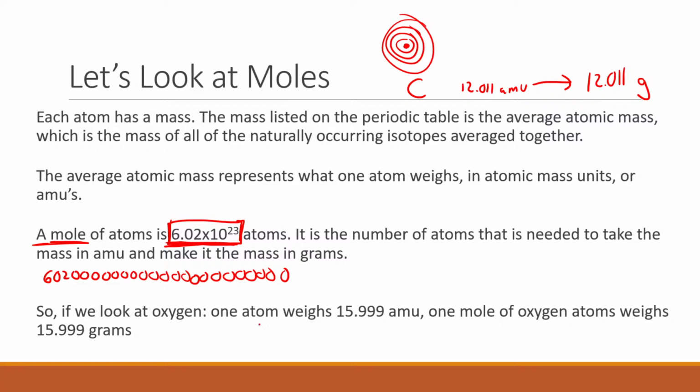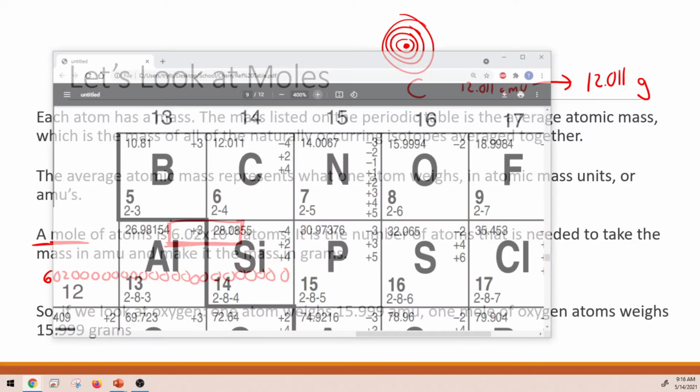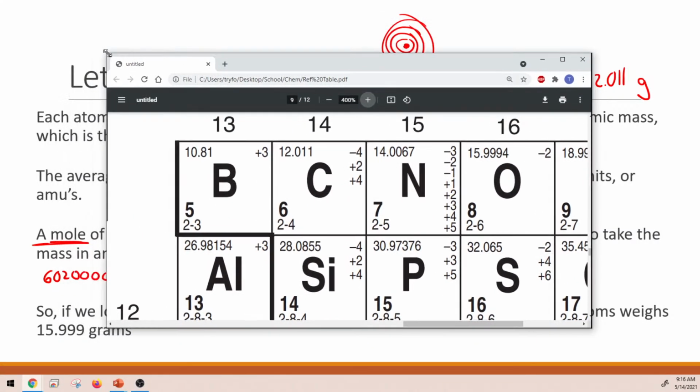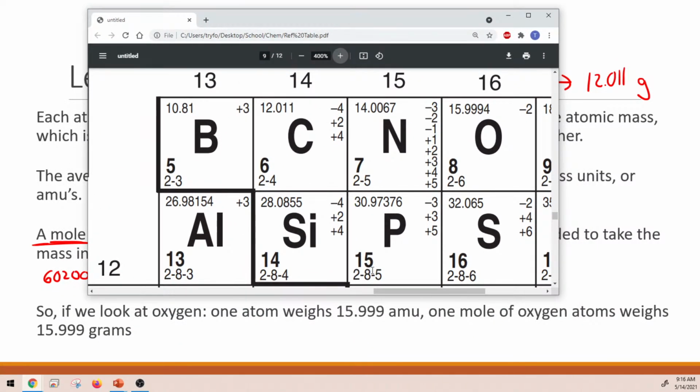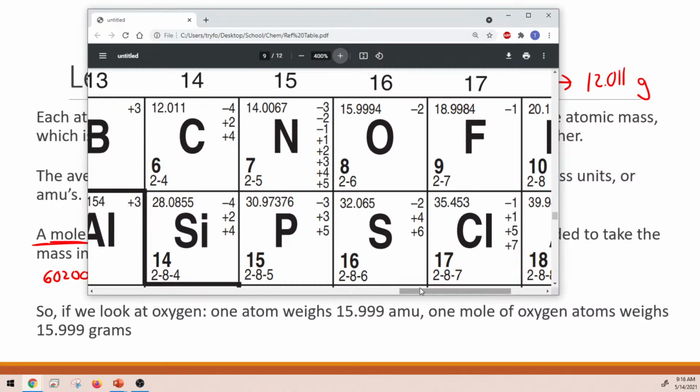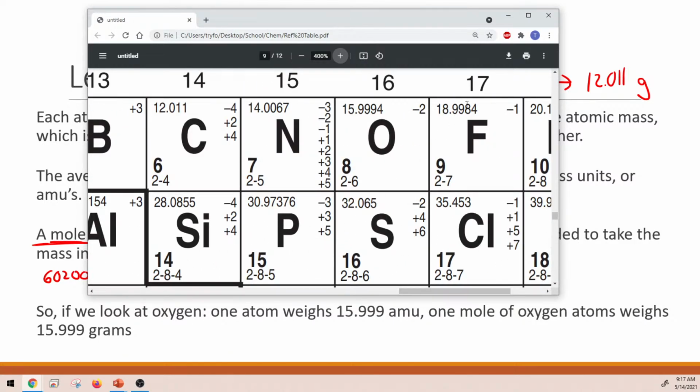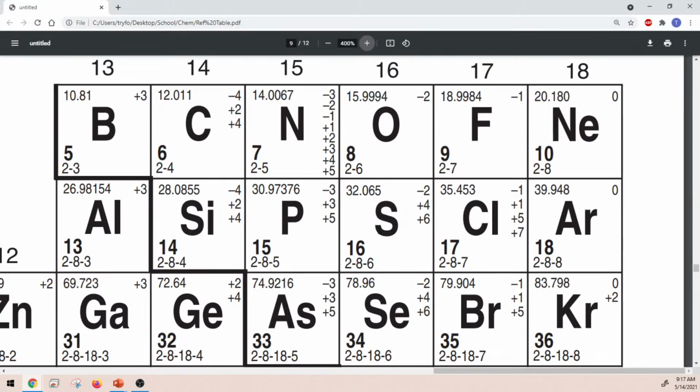Let's take a look. So oxygen, if we look at oxygen, 1 atom of oxygen weighs 15.9994 AMU. 1 mole of oxygen atoms weighs 15.9994 grams. And we already have this number. We already know what that number will be. We have the average atomic mass. It's up here on the table for us already.